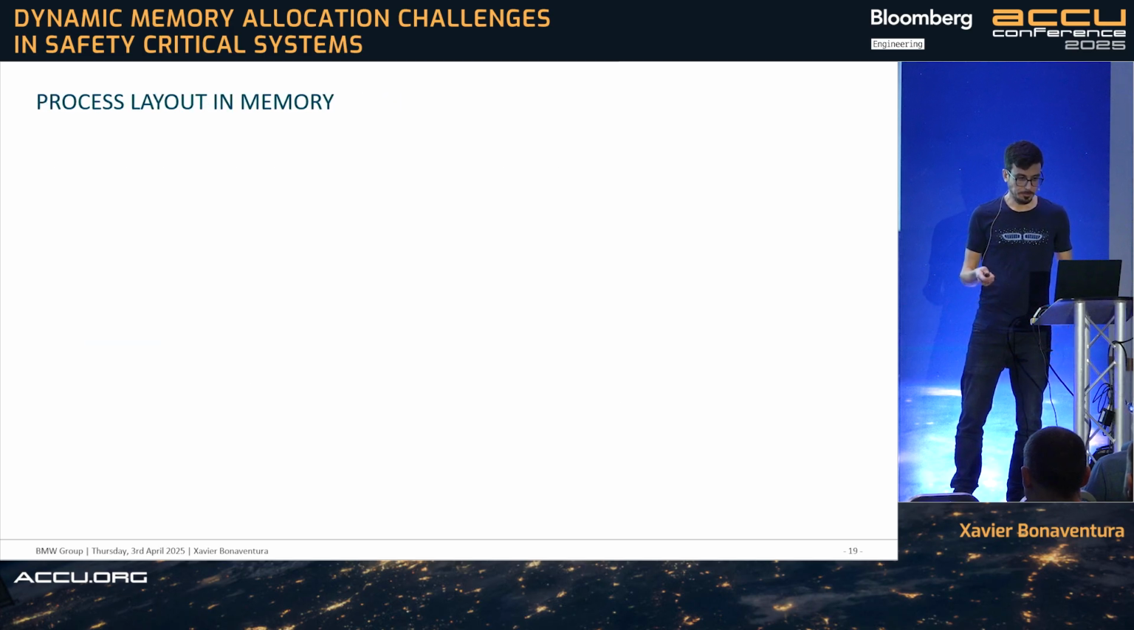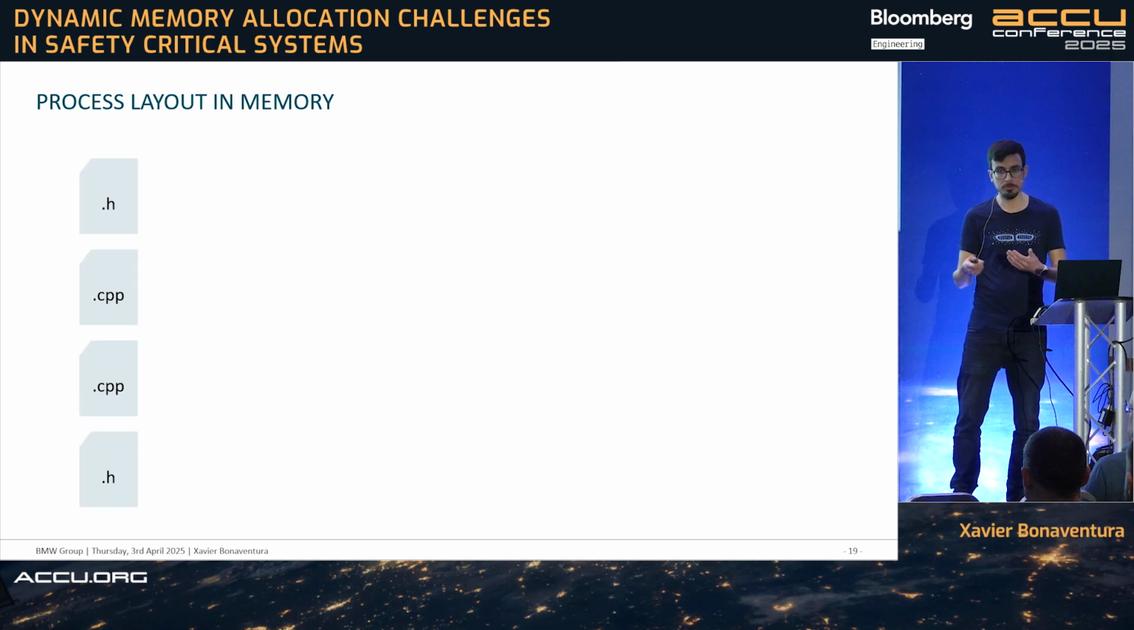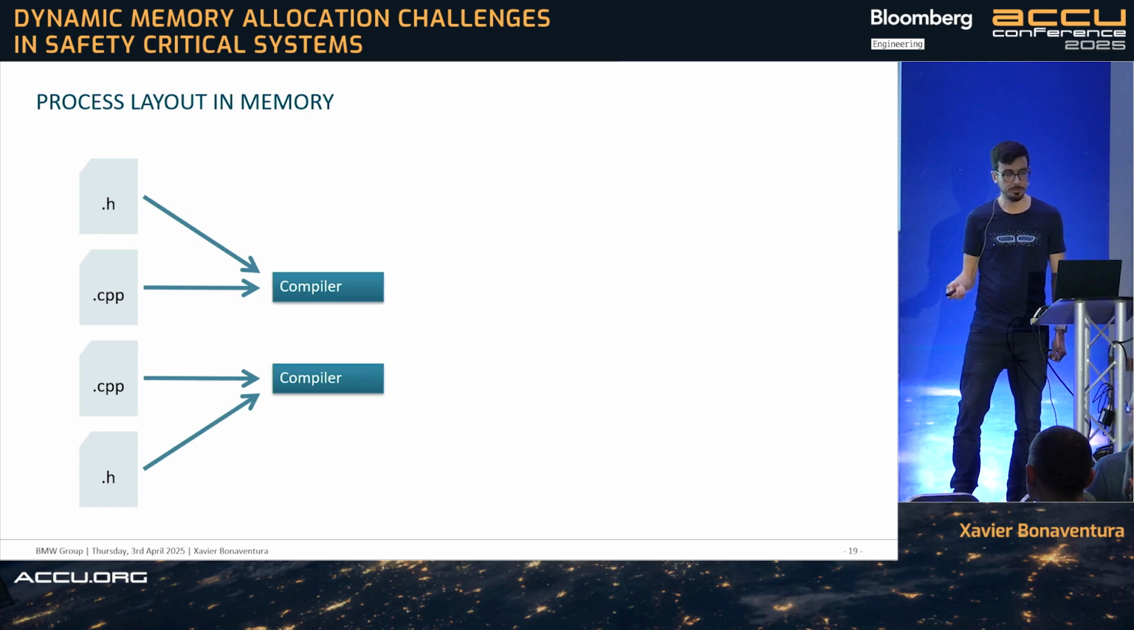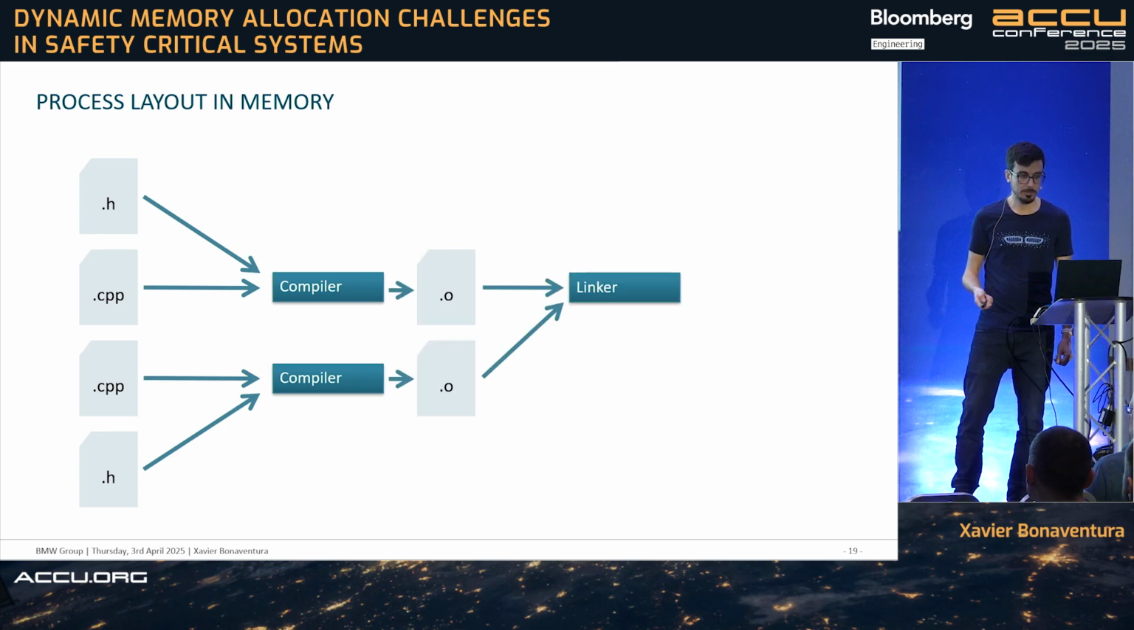Now, we need to generate this program. This program will have to run, right? But before we run the program, we need to have it. The first step: we have a bunch of files, headers, CPP files. We feed the CPP files into a compiler. This will generate the output files. We feed them into a linker, and then we'll have the executable, which in Linux will be the ELF file. Okay, now we have our program ready to run.